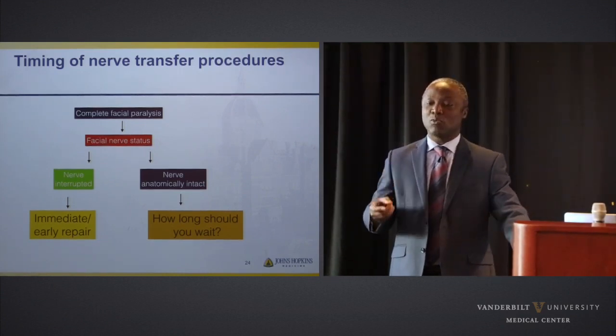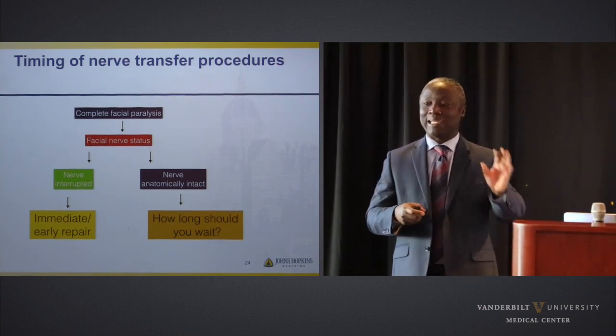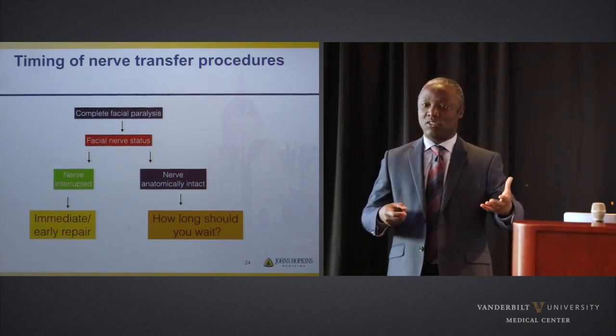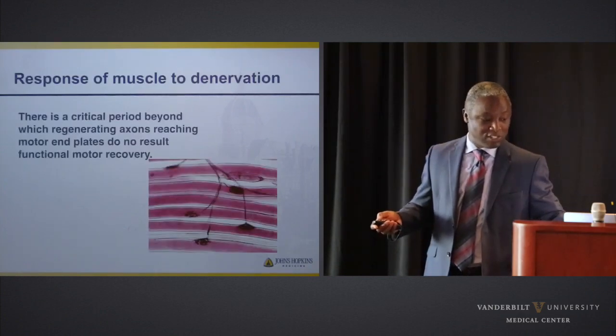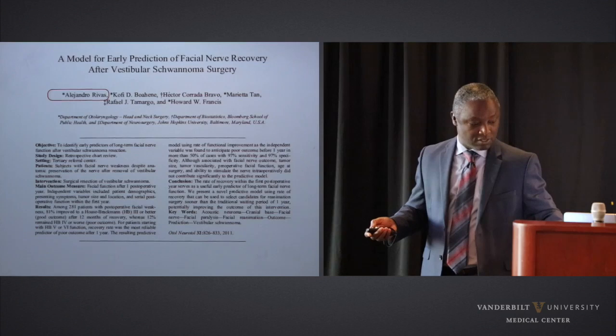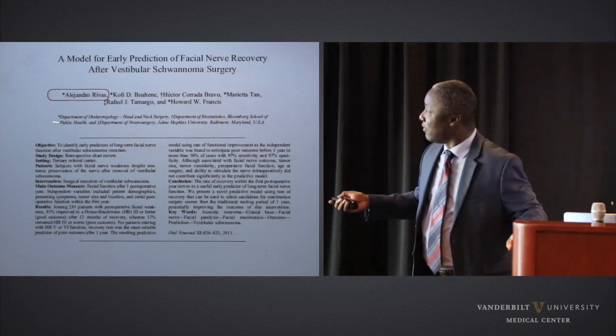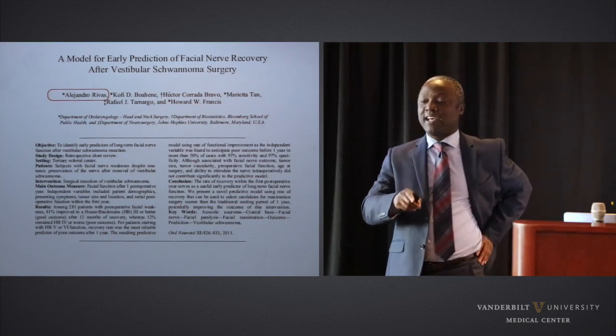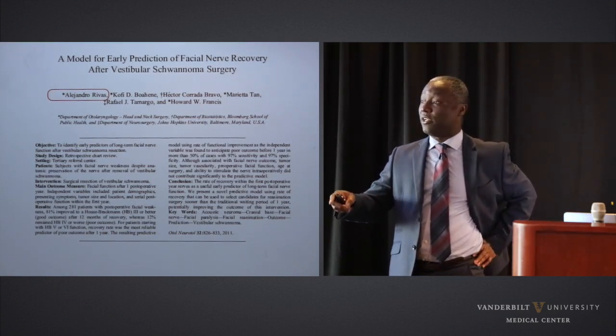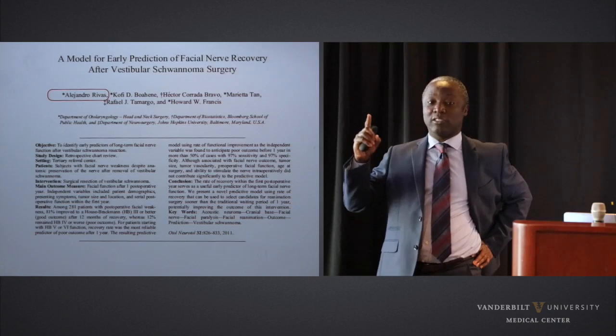So the decision with someone who has complete paralysis but an intact nerve is very difficult. And this is what we found. We looked at a lot of patients. Dr. Brewer looked at a lot of patients and we realized that what actually happens during the first 6 months of the patient's recovery can predict what will happen long term.